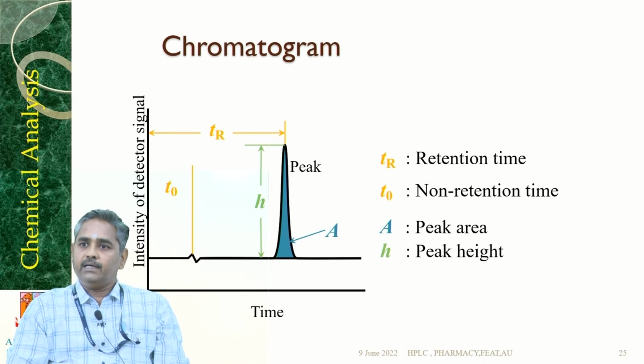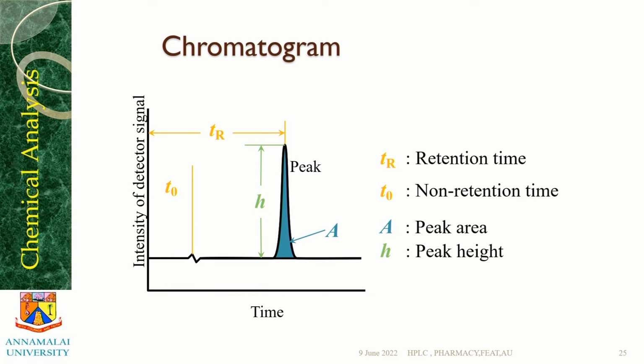Next is the chromatogram obtained in the computer, which looks like this. T0 is the non-retention time, or the noise peak of the baseline. TR is the retention time. Retention time is the elution time it takes for the sample to come out of the column. A is the peak area, and H is the height of the peak.